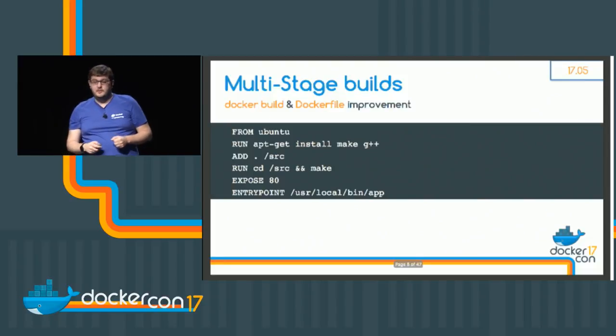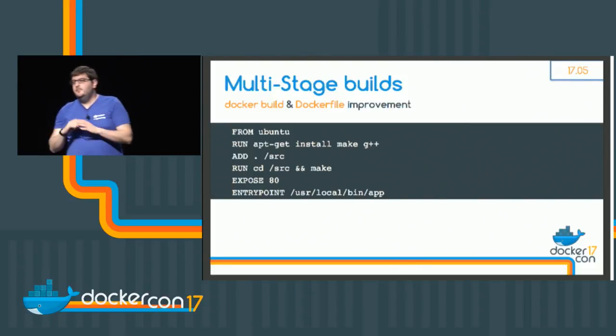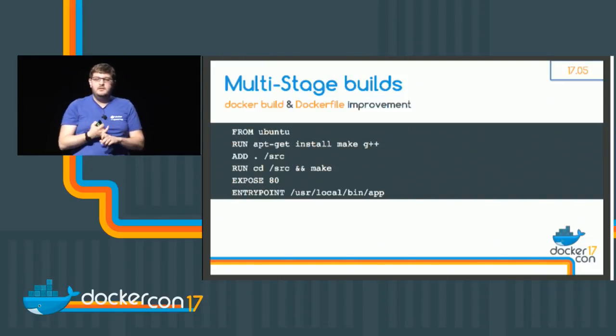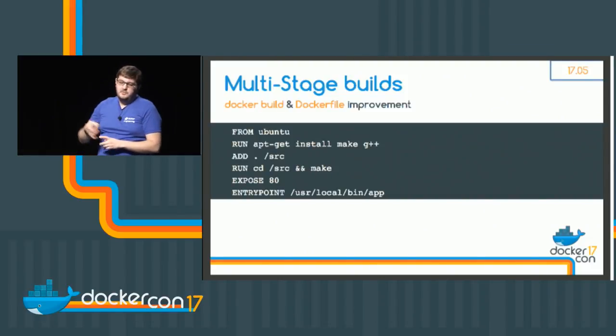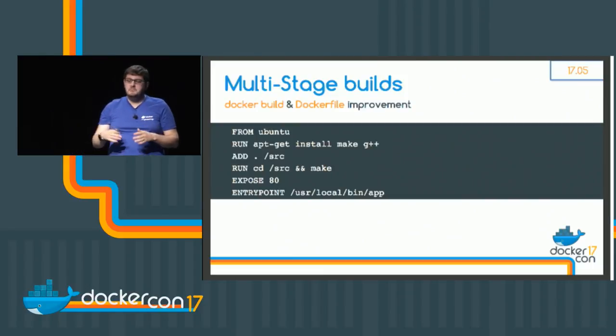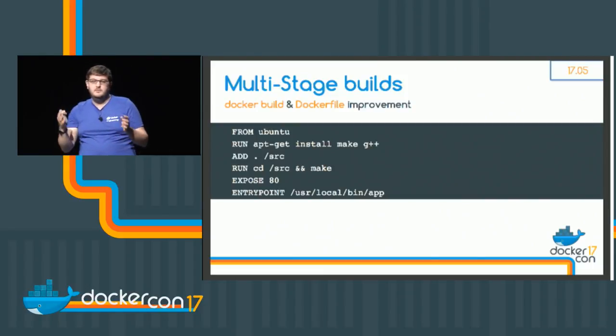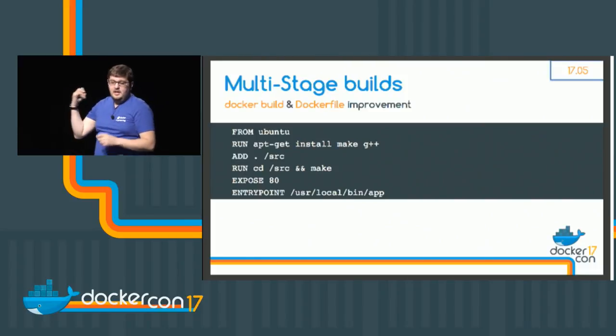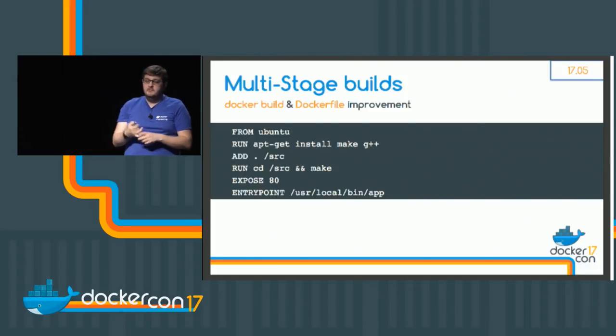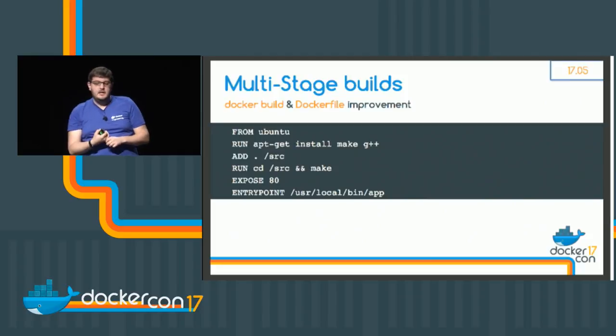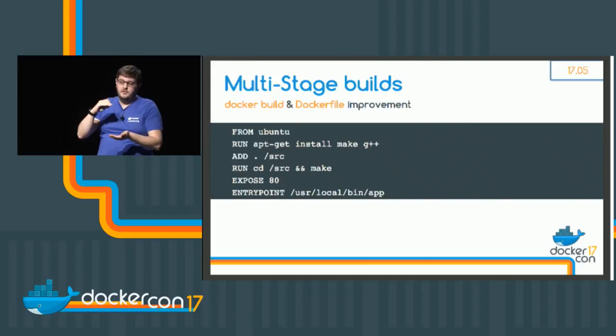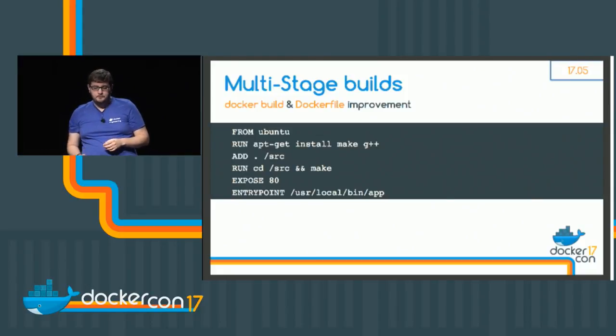So let's take an example. Here I'm taking a very basic and simple example to build a C++ application. So the first line, I'm using a base image. In this case, I'm using Ubuntu. It's one of the most popular we have today on the hub. I'm installing the build dependencies, like make and GCC in this case, and the source code of my application. I'm compiling the application. And at the bottom here with the expose and entry point, I'm basically explaining how to run your application, what's the configuration needed to run your application.